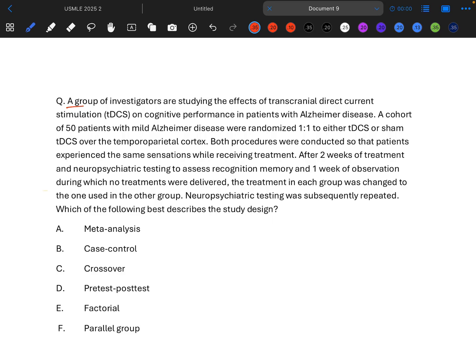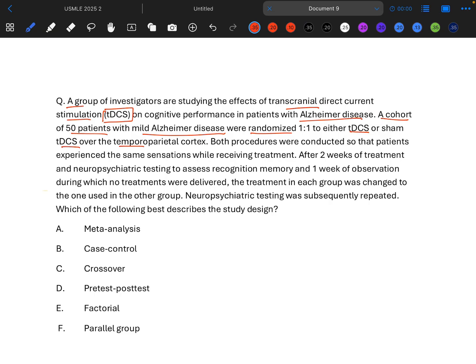A group of investigators are studying the effects of transcranial direct current stimulation, called TDCS, on cognitive performance in patients with Alzheimer's disease. A cohort of 50 patients with mild Alzheimer's disease were randomized 1:1 to either TDCS or sham TDCS over the temporoparietal cortex. Both procedures were conducted so that the patients experienced the same sensation while receiving treatment.